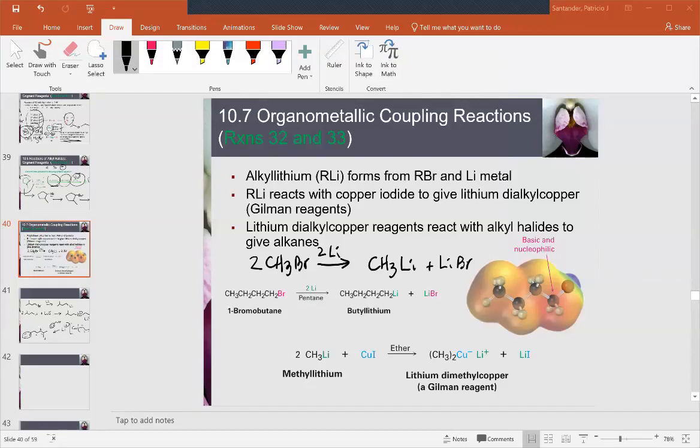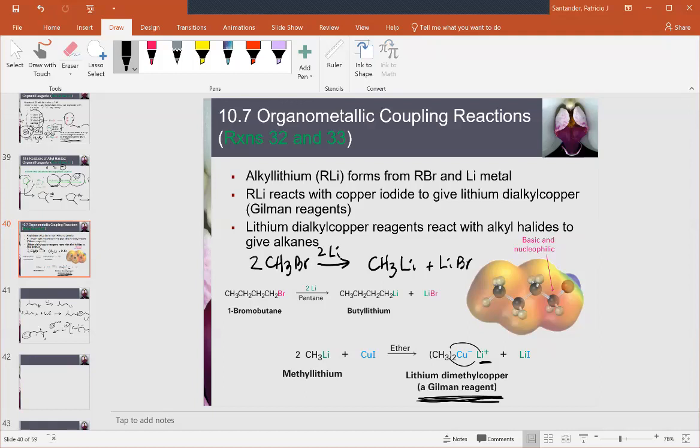The last reaction of this chapter 10 is the reaction that makes use of the so-called Gilman reagent. The Gilman reagent has two alkyl or alkenyl or aryl groups attached to a copper atom, and that part of the molecule will have as a counterion a lithium plus. And so you have a negative charge on the copper. Well, so let's see first, how can we generate a Gilman reagent?